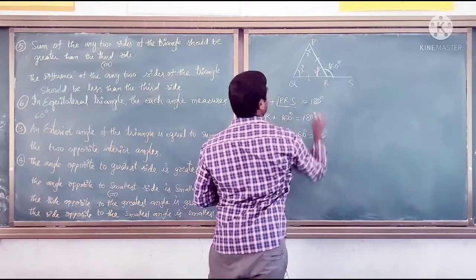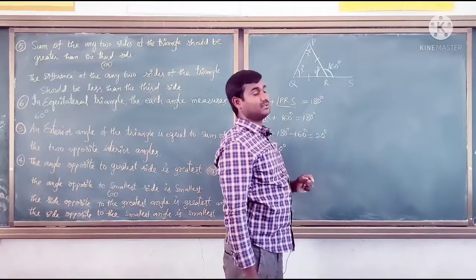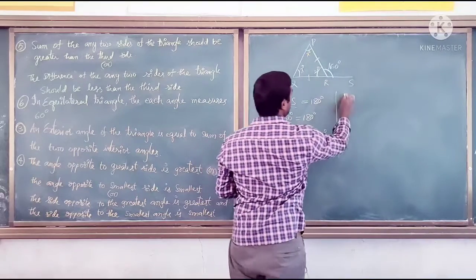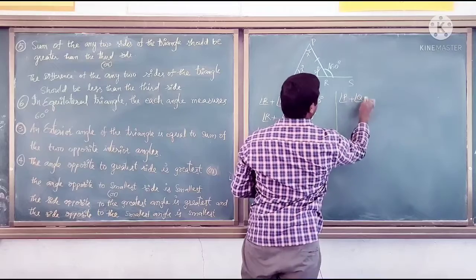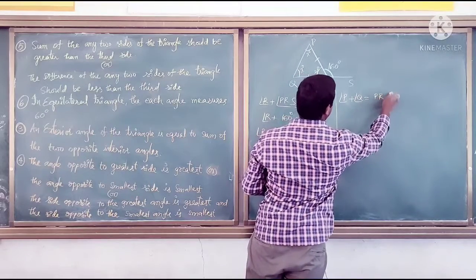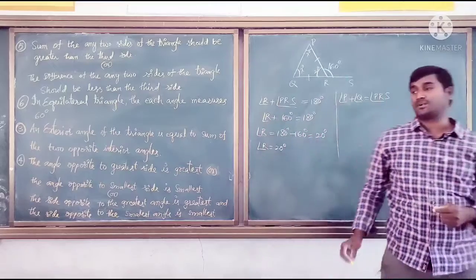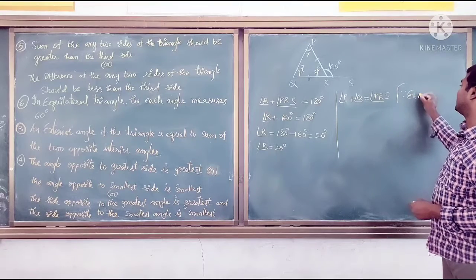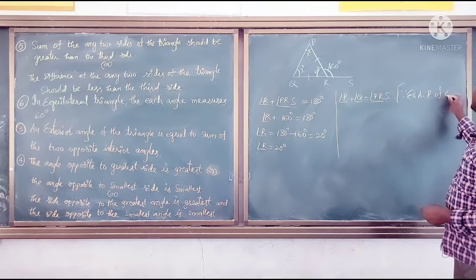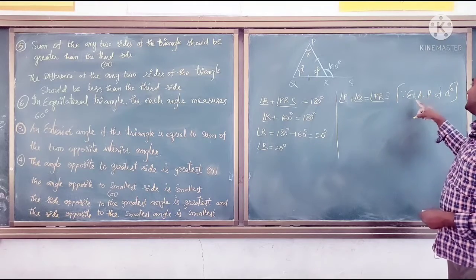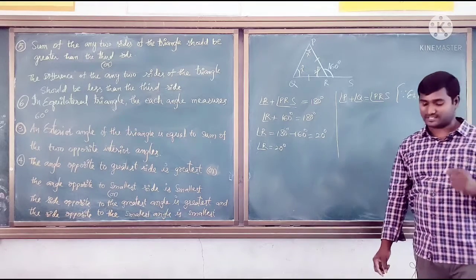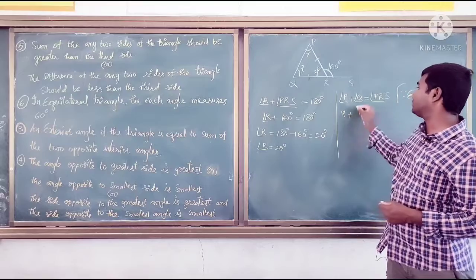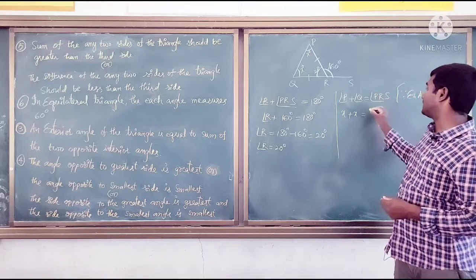Next, we know the exterior angle property: the sum of the two opposite interior angles, angle P plus angle Q, equals angle PRS, because this is the exterior angle property. Which property is it? Exterior angle property. EAP of the triangle, exterior angle property of the triangle. So now angle P is how much? x degrees. And Q is x, equal to PRS, which is 160.